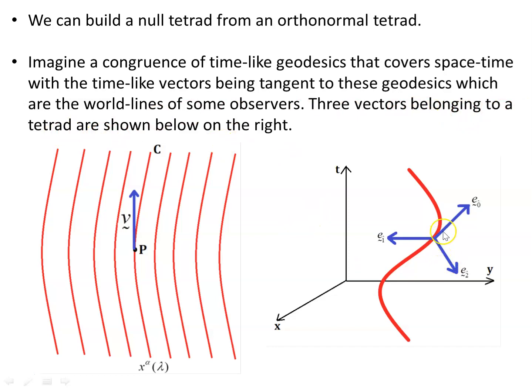So here we have the time-like vector, tangent to the world line of the observer, and this observer is carrying along with them at all points along this world line these three spatial axes, of which two are shown here, E1 and E2, and each observer carries that along with them. So that is an orthonormal tetrad.